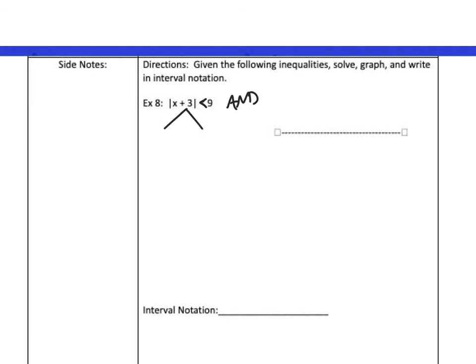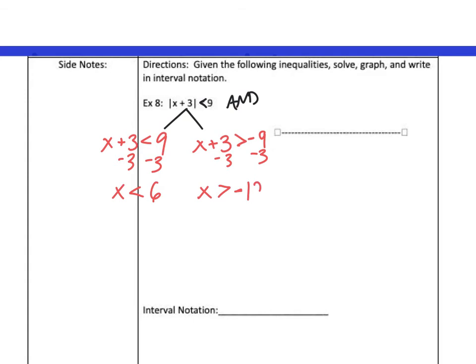So I can now split it. I'm going to have, just dropping the bars here. So x plus 3 is less than 9. Keep it the same. And then x plus 3 is greater than, flip that sign, and then make it a -9. Time to solve. Subtract 3, x is less than 6. Subtract 3, x is greater than -12.